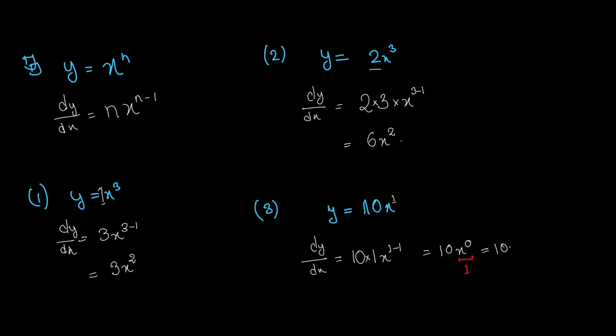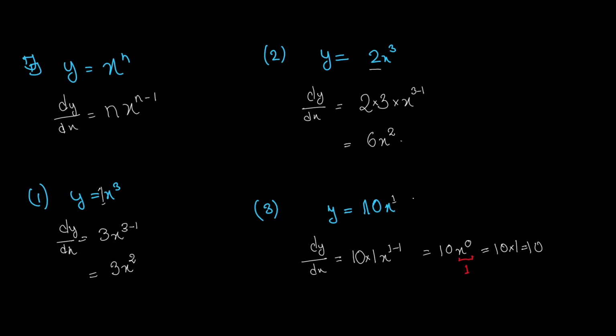Now 10 into 1 gives us 10. We can generalize this idea: if we have a constant times x, let's say 10x, we'll end up with 10. If we have 20x, we will end up with 20. If we have 30x, after differentiation, we end up with 30. So basically, if the power of x is 1, then the x will vanish, or go away, and we will be left with only the constant. Whatever the constant is, that is our answer after differentiation.